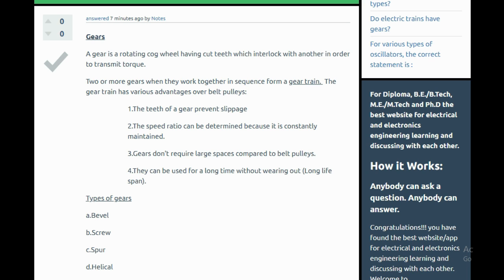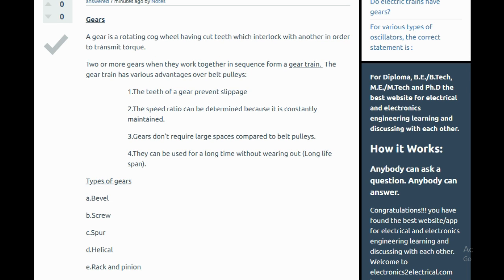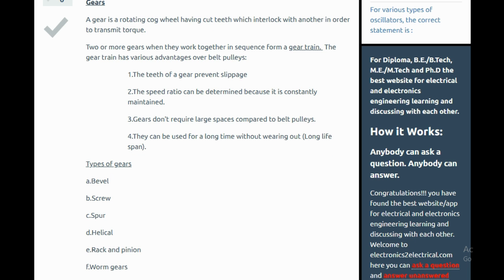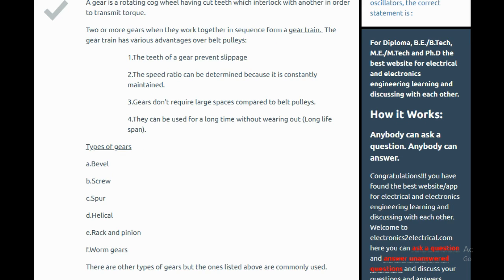Types of gears: A. Bevel, B. Screw, C. Spur, D. Helical, E. Rack and pinion, F. Worm gears. There are other types of gears, but the ones listed above are commonly used.